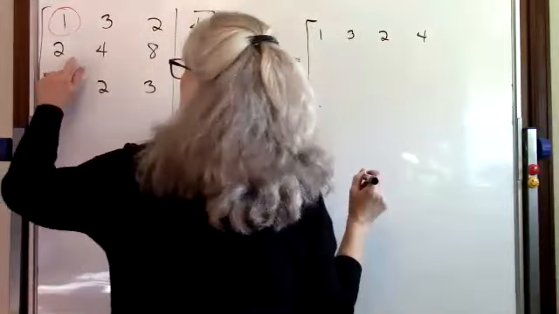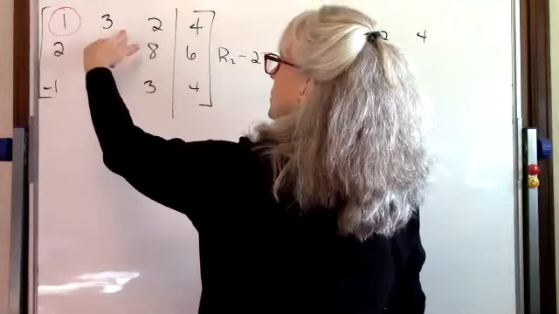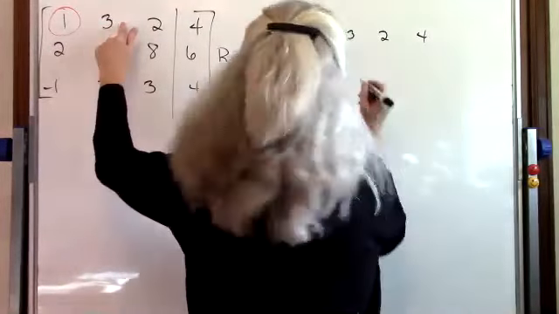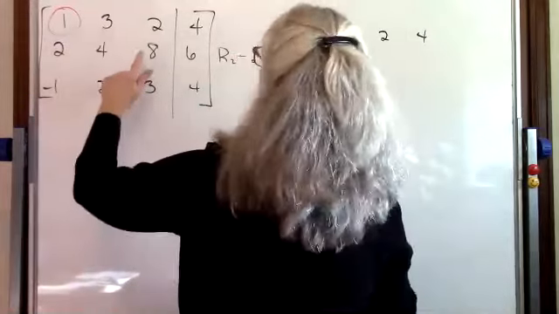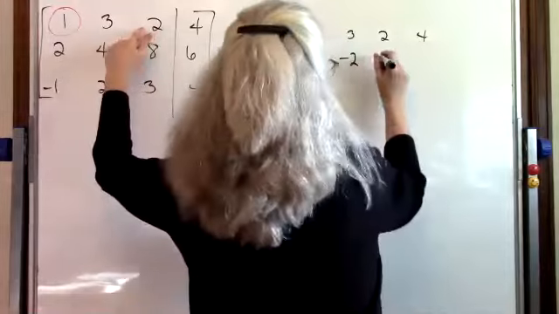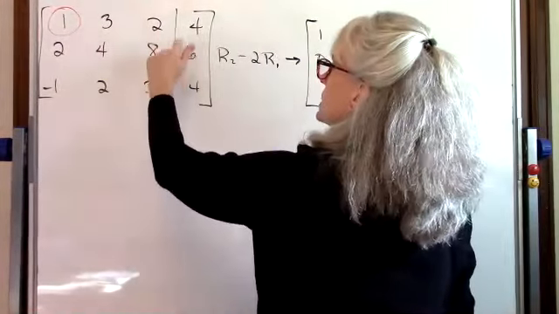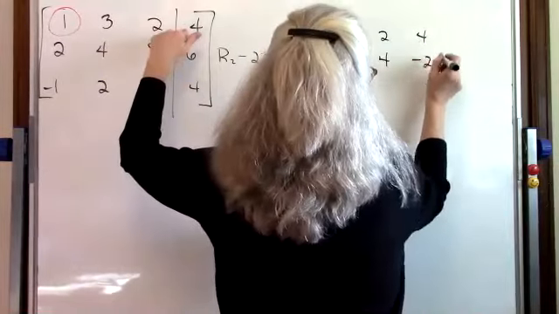Okay, so we now have 2 minus 2, which is 0. We have 4 minus 3 times 2, so that's 4 minus 6, which is a negative 2. We have 8 minus 2 times 2, well, that's 8 minus 4, which is 4. We have 6 minus 2 times 4, so that's 6 minus 8, which is a negative 2.